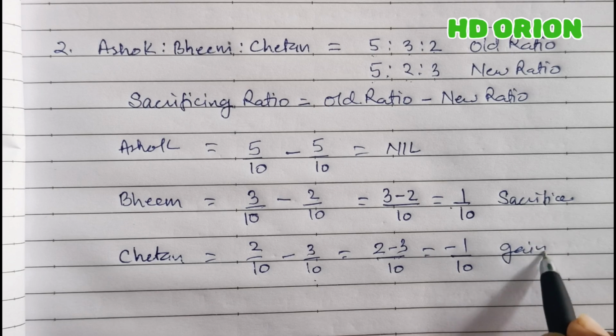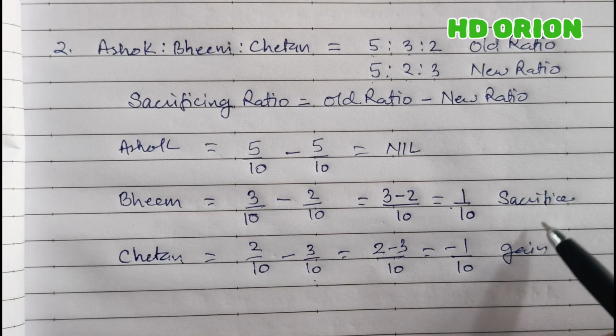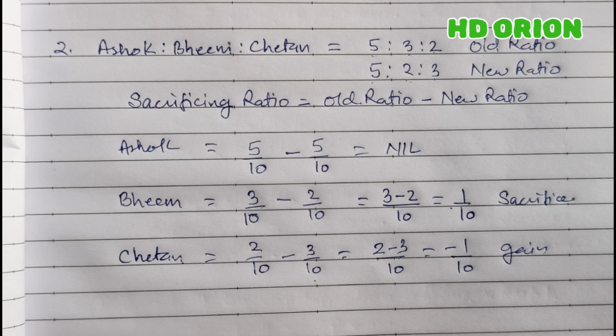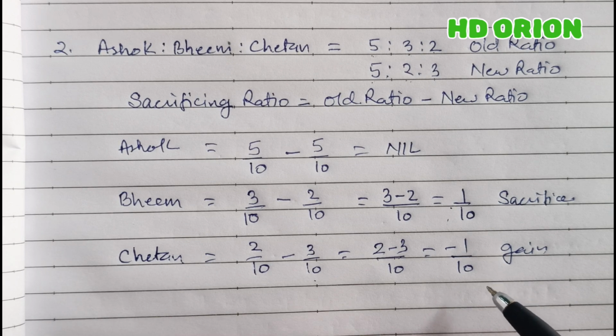Because the answer has come in minus, since 3 is the larger number, it is a gain. And you will find that gain and sacrifice will always be equal, because as much as you sacrifice, so much will be gained by other partners. So this is the portion of profit. Out of total profit, Bhim has sacrificed 1/10 of the total profit and Chetan has got 1/10 of the total profit, and Bhim has sacrificed it to Chetan.